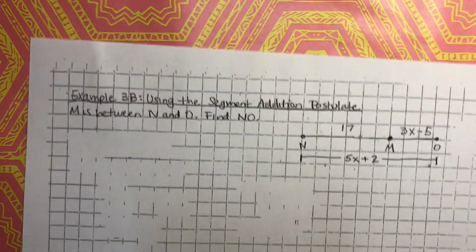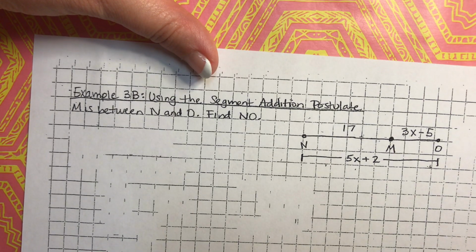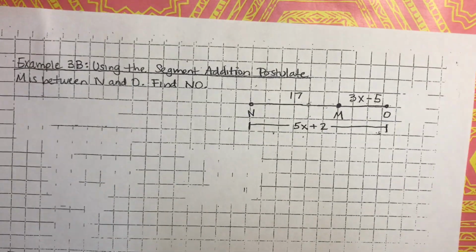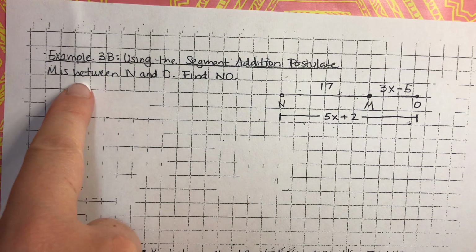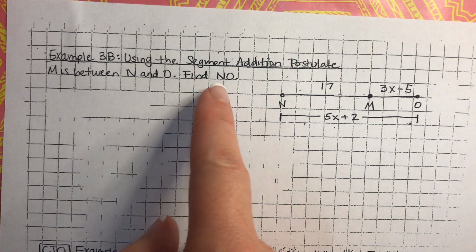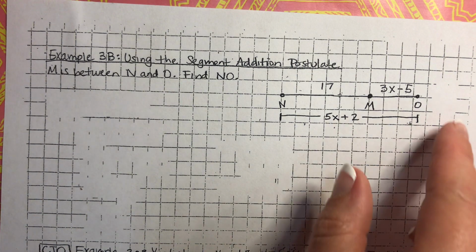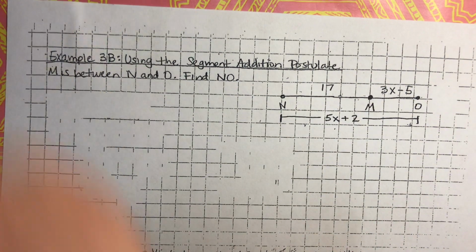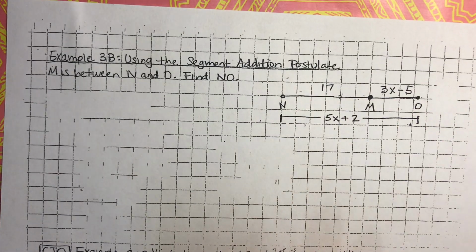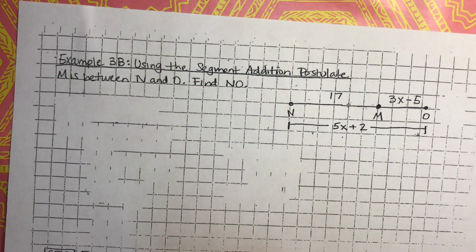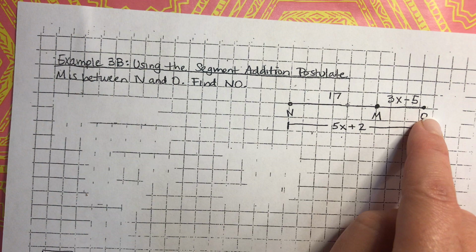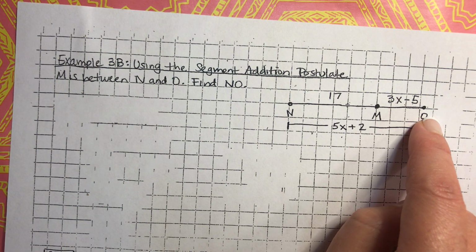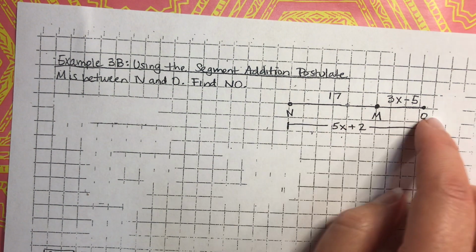Okay, where is it at? Here it is. What does this say? This says that M is between N and O. We need to find NO. So it gives us this information. This is all of the given information right there. So it says M is between N and O. All right, find NO. We want to find the whole thing.